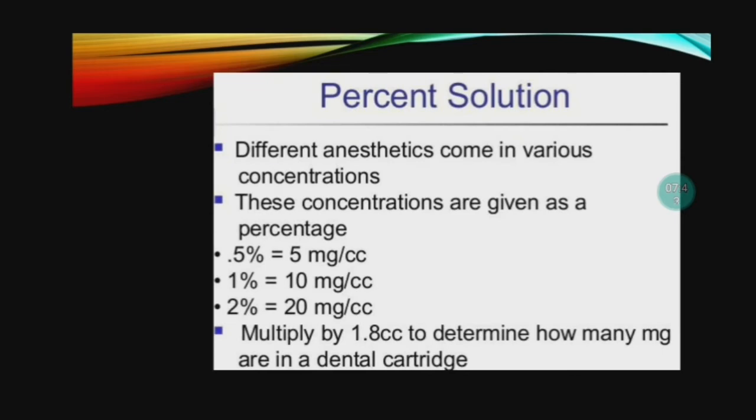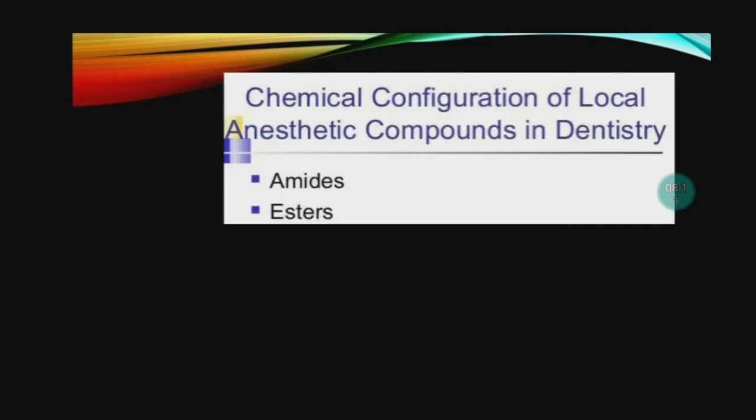The percent solution. Different anesthetics come in various concentrations. These concentrations are given as a percentage. 0.5% is equal to 5 mg/cc, 1% equals 10 mg/cc, 2% equals 20 mg/cc. Multiply by 1.8 cc to determine how many milligrams are in a dental cartridge.